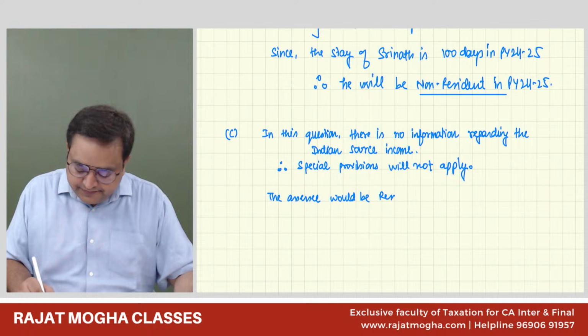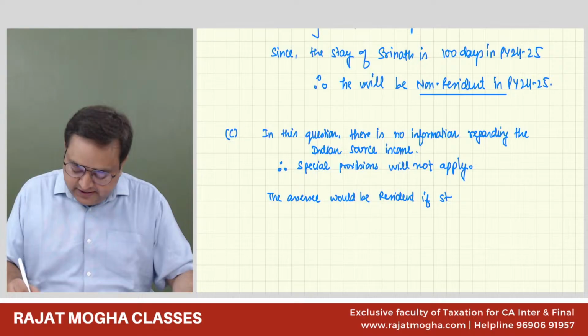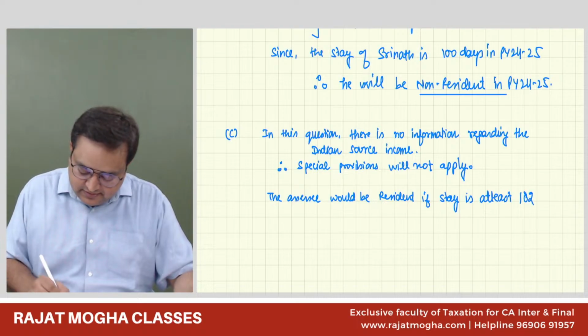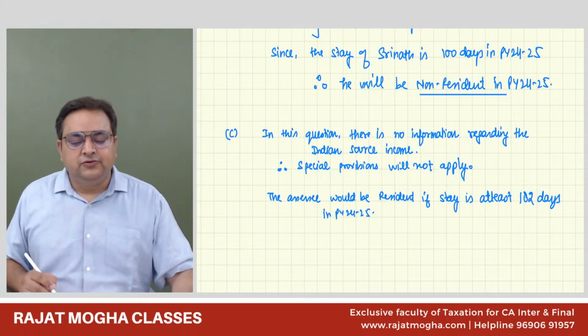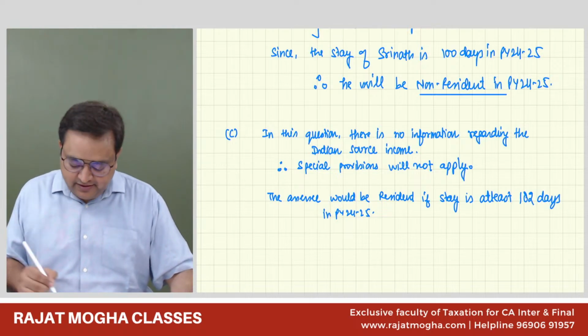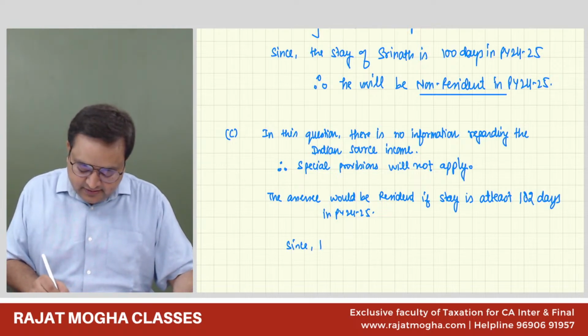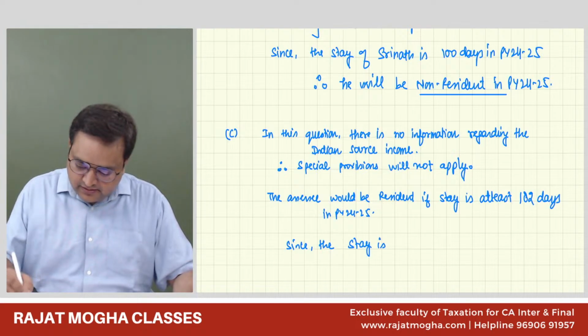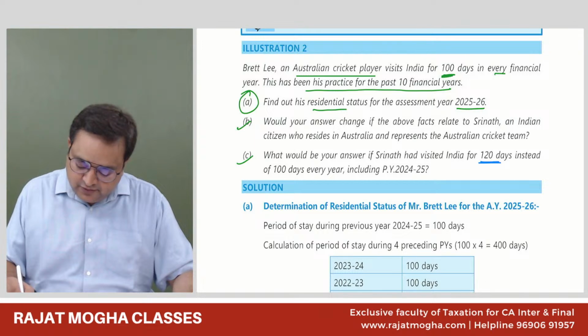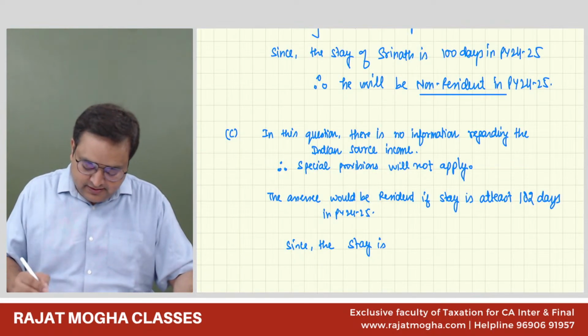Since the stay is only 120 days in previous year 24-25, therefore Srinath will be non-resident in previous year 24-25. So here also he would be non-resident, because we will take only one case, since the income information is not mentioned. So we can't apply the special provisions here.